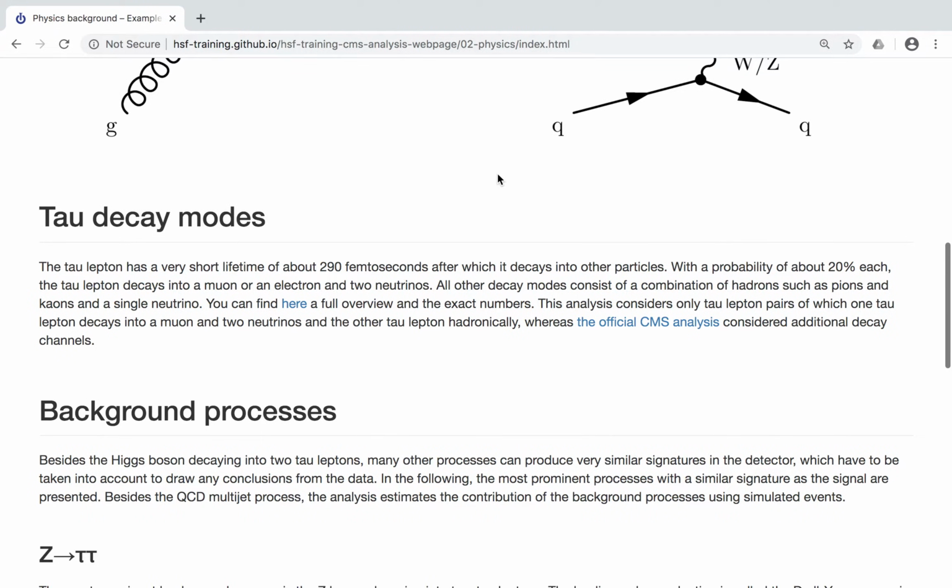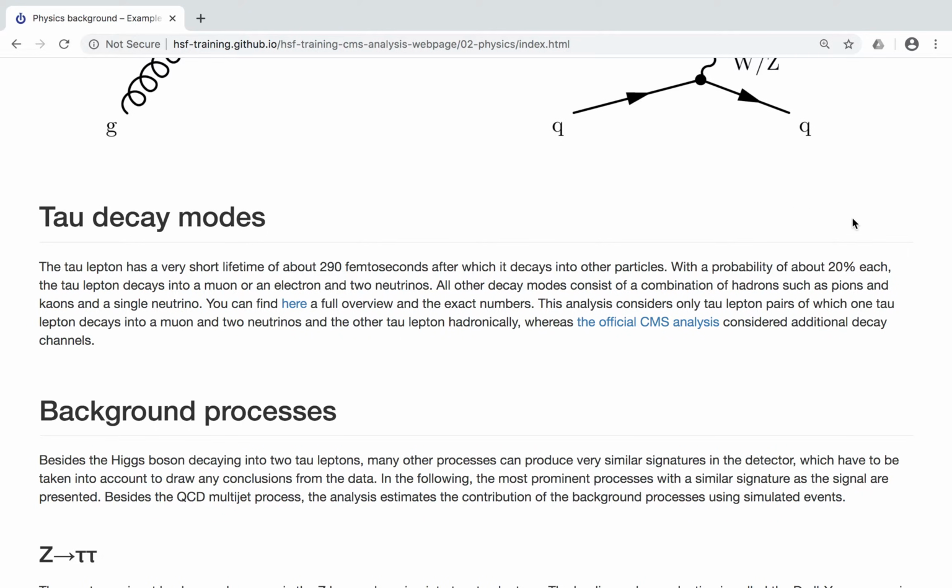And then our signature is going to be the tau, and so we're looking for the tau decay modes. The tau can decay to either a muon or an electron and two neutrinos. And all other decay modes are a combination of hadrons and a single neutrino. If you follow this link to the PDG here, you find a full overview and the exact numbers.